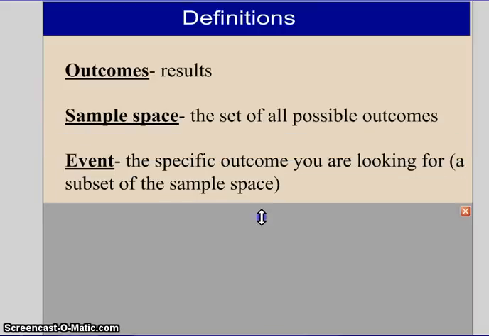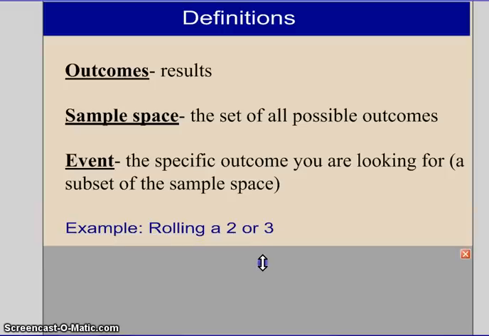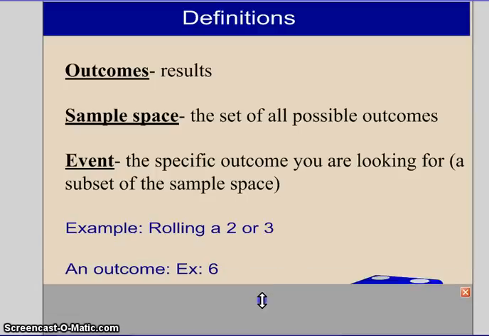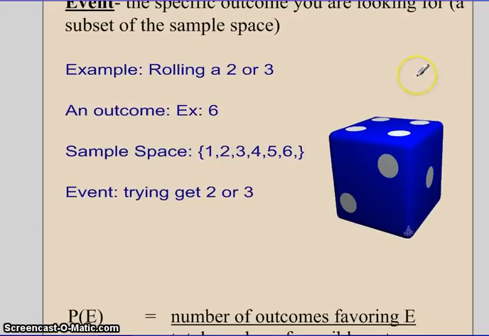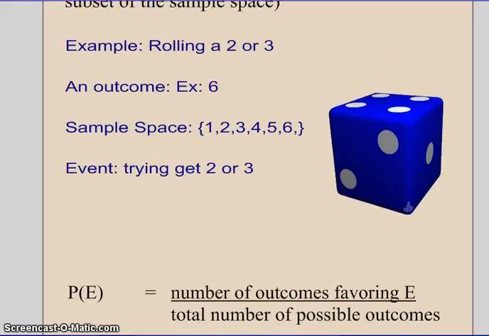An event is the specific outcome you were looking for, a subset of the sample space. So for example, if we're looking for getting an even, we want to get an even number. Another example, rolling a 2 or a 3 when you roll a die. An outcome would be, for example, 6 if that's what you rolled. And then the sample space is the list of all the possible outcomes, and the event was trying to get a 2 or 3.